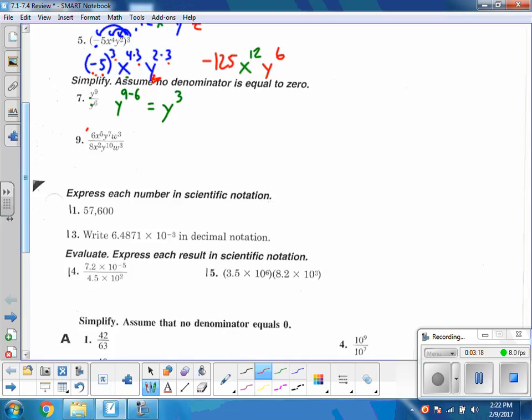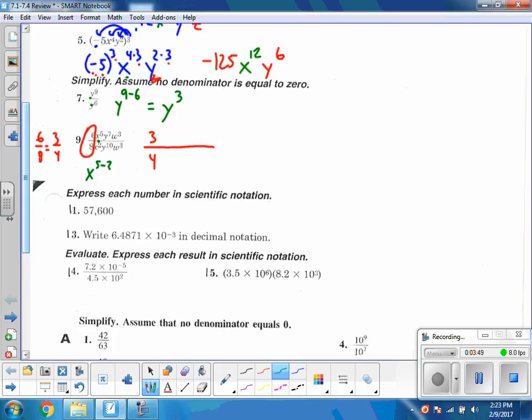Okay, now we got this one, number 9. A lot of people have questions on it because you have coefficients here, 6 over 8. How do you handle that? Well, 6 over 8 simplifies down to 3 over 4. 3 in my numerator, 4 in my denominator. Now I can keep moving on. Let's see, x to the fifth and x to the second. So it's x to the fifth minus, because I'm dividing, 2. So I end up with x to the third.